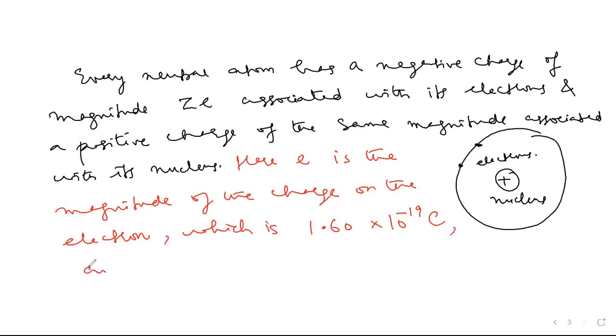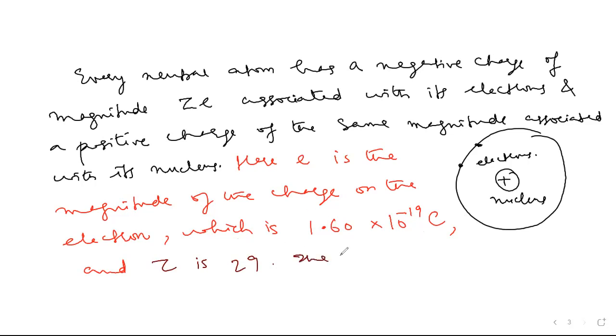And Z, what is Z? Z is 29. It's the atomic number of copper, or it's also called the charge number, right? The number of electrons in the extranuclear part, or the number of protons inside the nucleus of a copper atom, is 29.